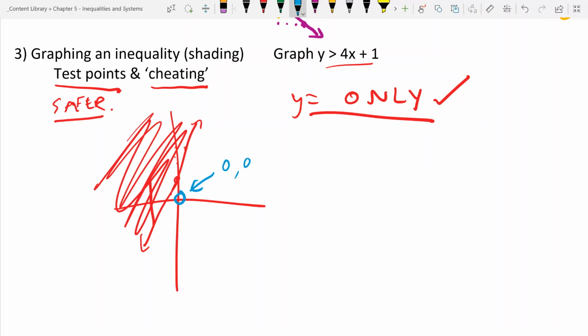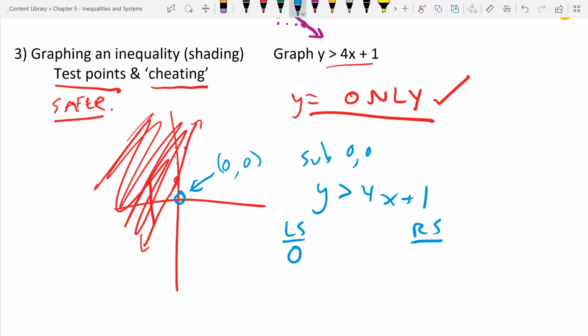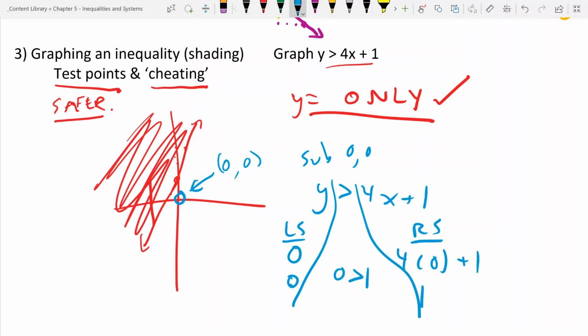So I'm going to sub 0, 0 into my equation and see if it's true. So instead of y is greater than 4x plus 1, I'm going to sub it in and do a left side, right side check. So instead of y, I'm going to put 0. Instead of 4x, I'm going to put 4 times 0 plus 1. So this is still 0. This is 1. And then I want to see 0 is greater than 1. Is that true? Is 0, which is what this side is, greater than 1, which is what this side is? It's false.